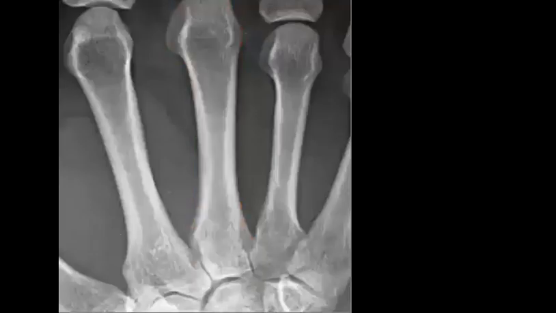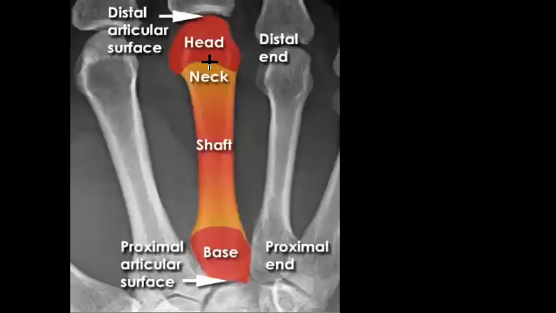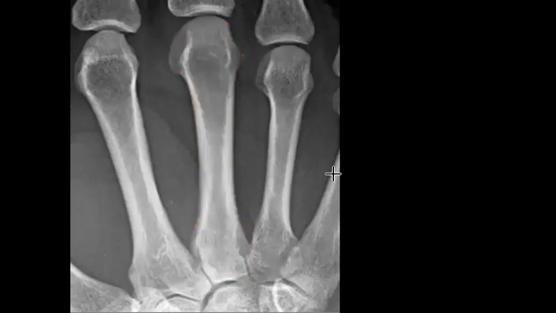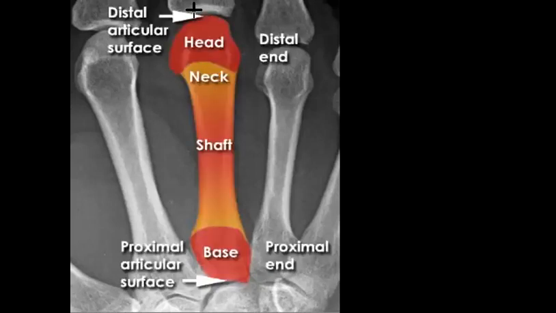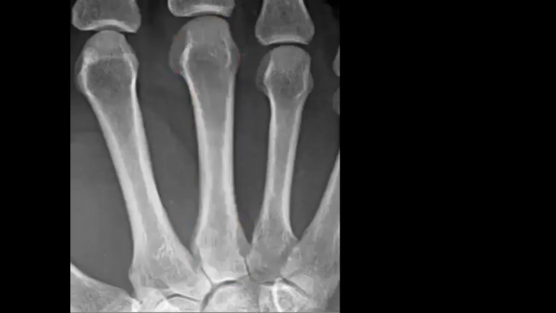When you describe, this is the head of the metacarpal, or if you are in the foot, it is the metatarsal, and the neck, shaft, and the base. We saw many examples, for example, the base fracture or shaft fracture, or stress fracture in the shaft, neck fracture and head fracture. And here the distal articular surface, and here the proximal articular surface.